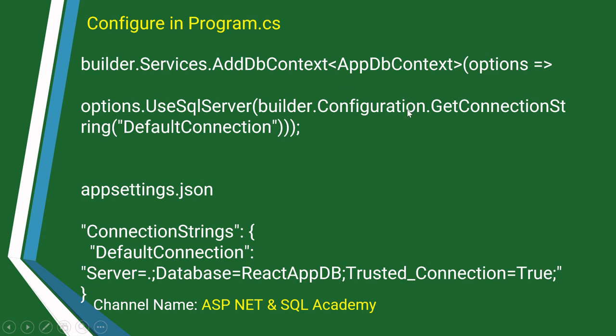Let us register our DbContext inside Program.cs. Use builder.Services.AddDbContext of AppDbContext and specify the SQL Server connection string. Then open appsettings.json and define your connection string. This connects your app to the SQL Server database named ReactAppDB.